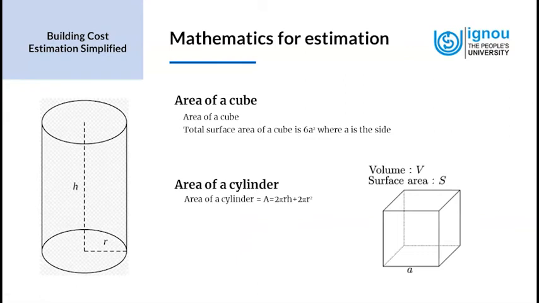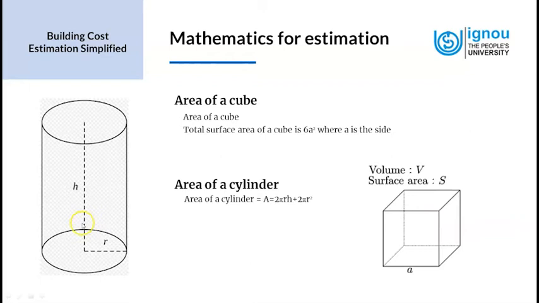Now we look at the area of a cube. The total surface area of a cube is 6a square, where a is one side. Because the cube has a side of a, the length is a, and so the total surface area becomes 6a square.